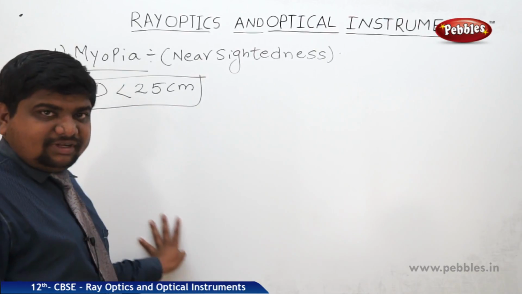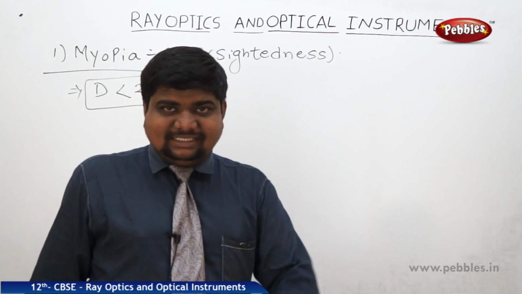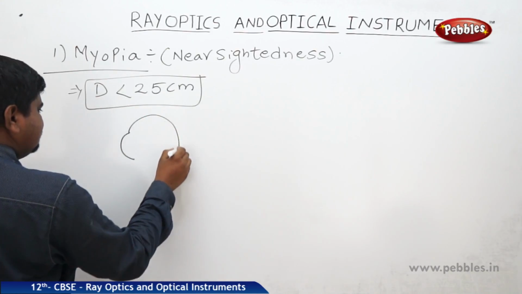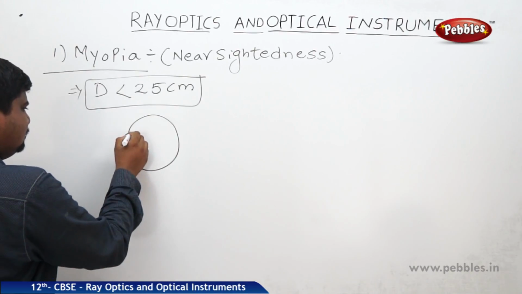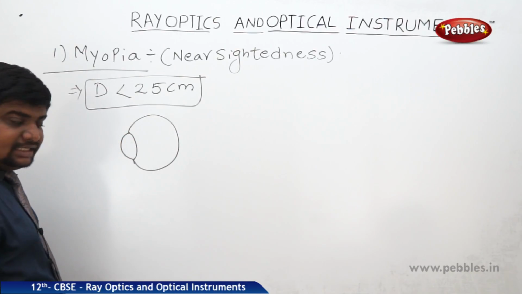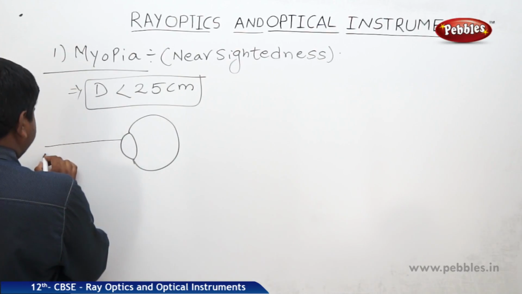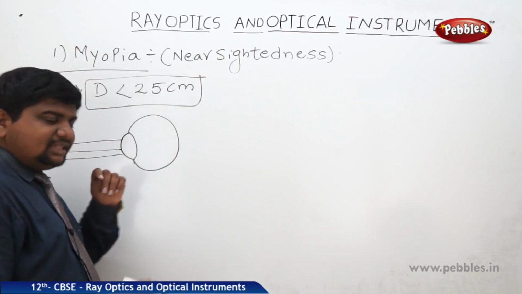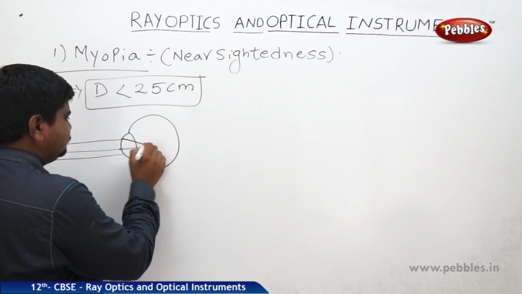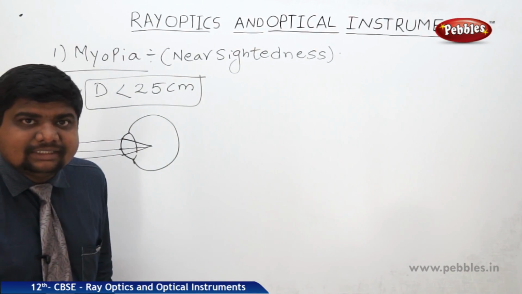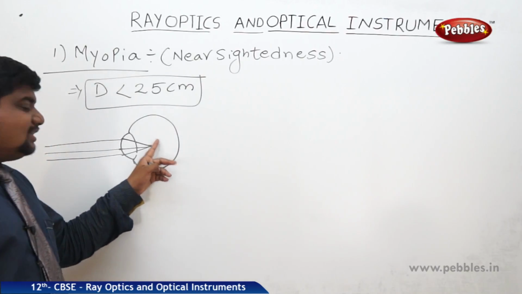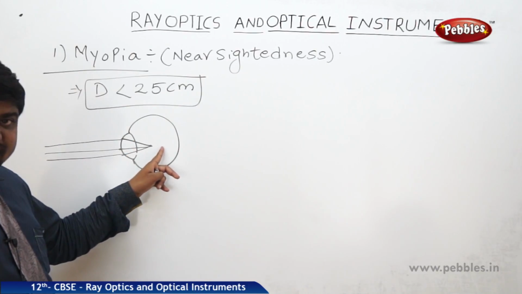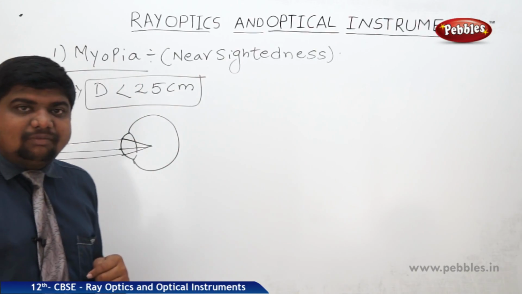So what is the reason for this? There is a problem in his eye lens. Suppose this is the eye lens, which acts like a convex lens. Suppose light rays are coming from different objects or different positions, and these light rays converge just before the retina, in front of the retina. Where the light rays converge in front of the retina, this is advanced converging. This advanced converging leads to an eye defect called myopia.